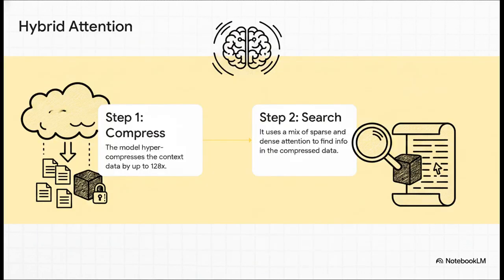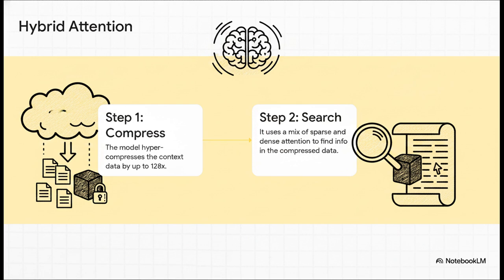So here's DeepSeek's brilliant solution. It's a new architecture they're calling hybrid attention. It's basically a super clever two-step process. First, it takes all that context and creates a hyper-compressed version of it. Then, and this is the smart part, instead of having to reread everything every single time, it uses a mix of search techniques to find the exact piece of information it needs inside that compressed data.